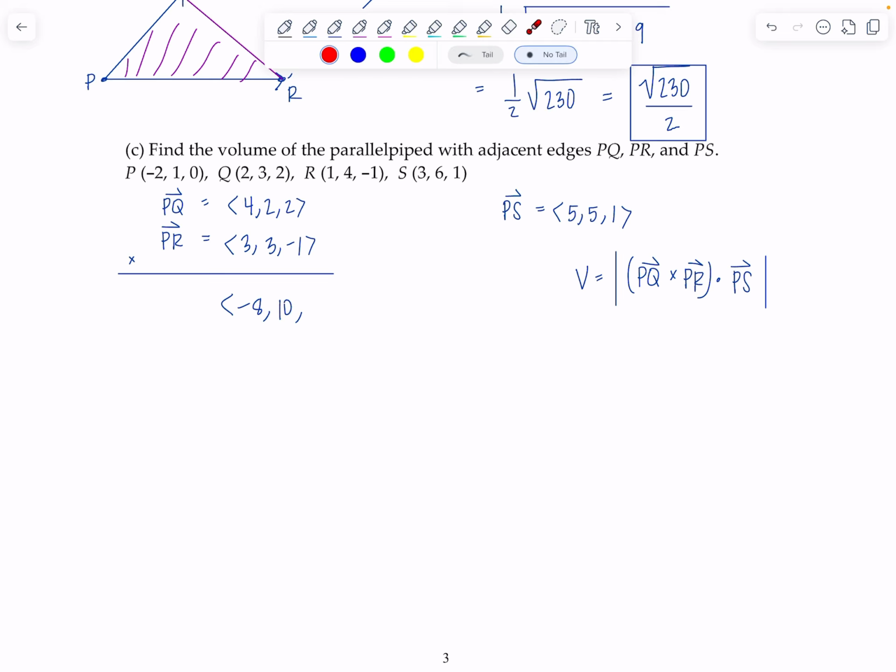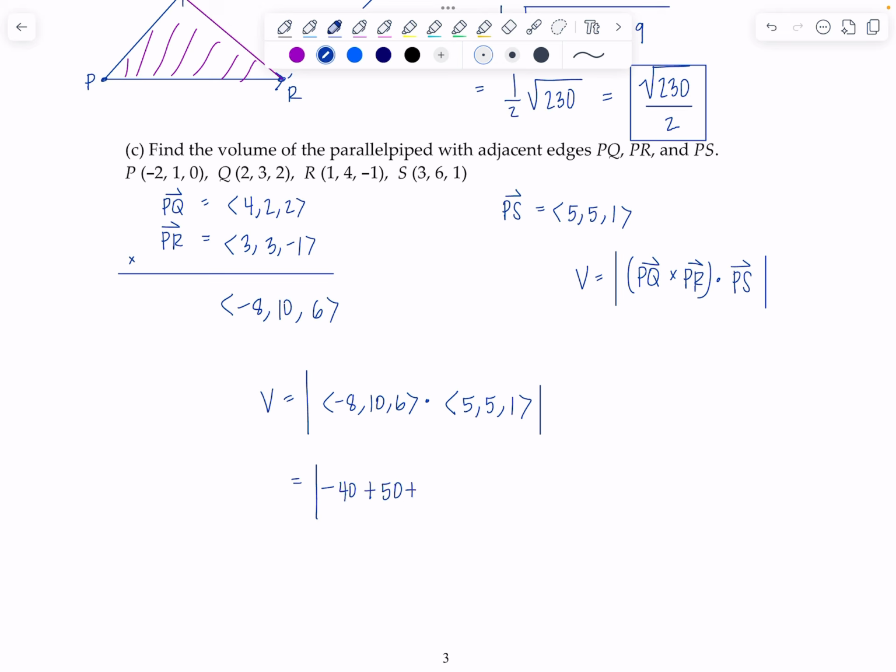And I don't talk it through like this. I just go boom, boom, boom normally when I'm by myself. This is gone, this is gone. 12 minus 6, 6. Okay, so then volume is going to be the absolute value of -8, 10, 6, dotted with PS, 5, 5, 1. And you don't always need the absolute value, you'll notice. I think this is positive anyways, right? So -40 plus 50 plus 6, yep. So this is 16. This is a volume, so it's 16 units cubed, but they didn't have to add that. Just be aware.